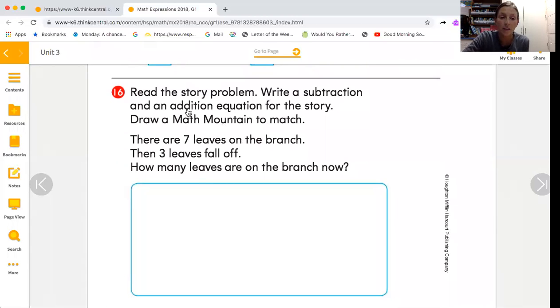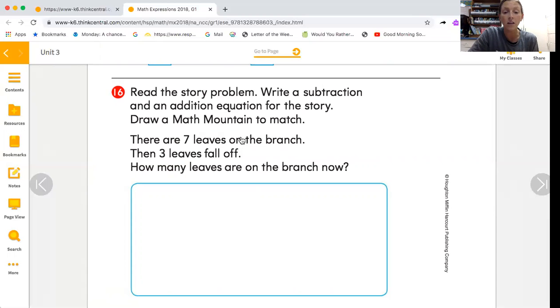All right, problem 16. Read the story problem. Write a subtraction and an addition equation for the story and a math mountain. You need 3 things on this problem. 1, a subtraction equation. 2, an addition equation, and 3, a math mountain to match your equations. And you're only going to need 1 math mountain, okay, because it will show both equations. So let's read it. Remember, an addition equation, a subtraction equation, and the math mountain.